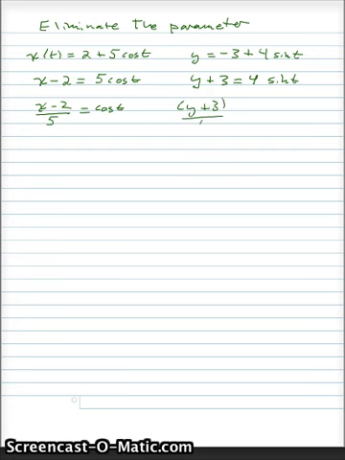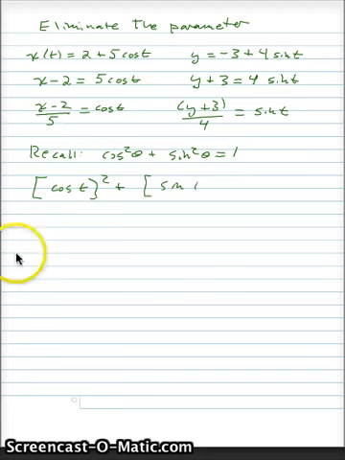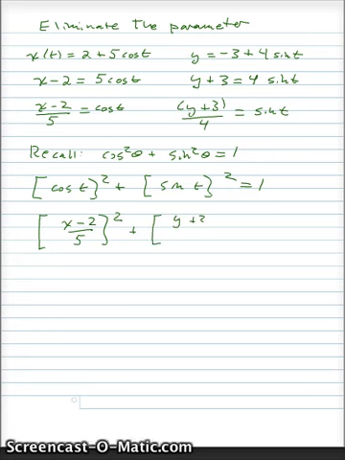Remember, we have our fundamental identity that we use, cos squared theta plus sine squared theta is 1. And that's going to go ahead and give us the version of this that we want to use. So thinking of it as cos t squared plus sine t squared equals 1, replacing cos t with x minus 2 over 5 and sine t with y plus 3 over 4, we're in pretty good shape, and we have successfully eliminated the parameter there. Just a quick reminder, this is an ellipse centered at 2, negative 3.